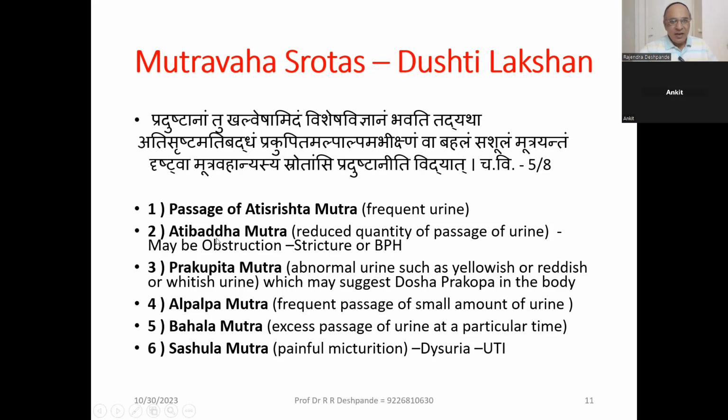Okay? Then Atibaddha, reduced quantity of passage of urine. There may be stricture, especially after gonococcal infection, a sexually transmitted disease, where the urethra gets blocked. Stricture is there, fibrosis. So that is Atibaddha Mutra. Maybe obstruction, then stricture or BPH. Then Prakupita Mutra, abnormal urine such as yellowish or reddish.